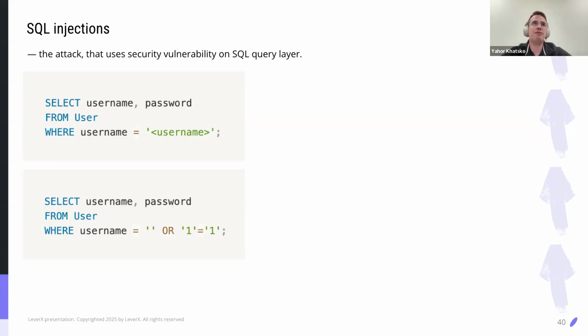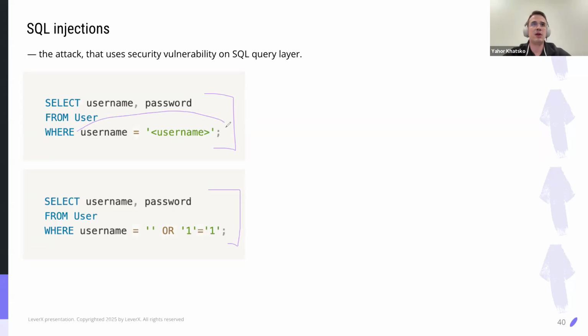Let's move to the attacks, as I mentioned, that could be executed in terms of the SQL database. SQL injection is an attack that uses a security vulnerability on the SQL query layer. Here we have two examples, the first one and the second one. The first one basically gets the records from the user table by some kind of username.